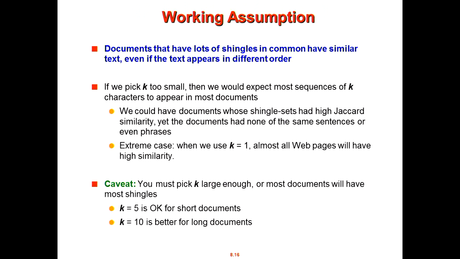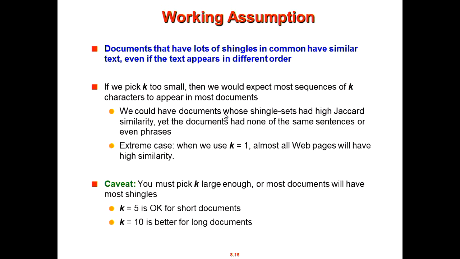Documents that have lots of shingles in common normally have similar text, even if the text appears in a different order. If k is too small, we would expect most sequences of k characters to appear in most documents, right? In the extreme case, if we set k to 1, each document is just represented as a 26-character set, because each 1-shingle is just a character itself. Which means all the documents will have the same set representation. If you do this, you are not able to find similar documents because all of them have the same representation, right?